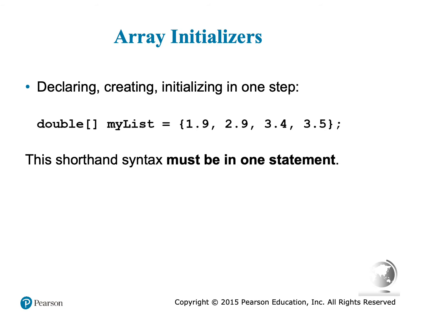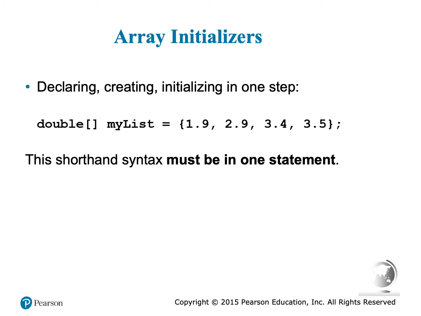As we have seen with other variables, there is a shorthand notation to declare, create, and initialize an array in a single step. The statement shown in the slide declares mylist to be an array of type double and size 4 and initializes the elements of the array to the data items included in the curly braces. Hence, mylist sub 0 is initialized to 1.9, mylist sub 1 is initialized to 2.9, mylist sub 2 is initialized to 3.4, and mylist sub 3 is initialized to 3.5.